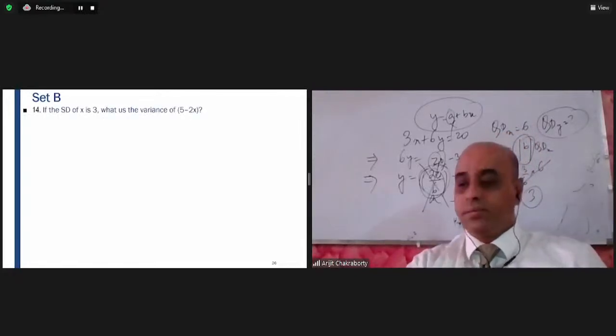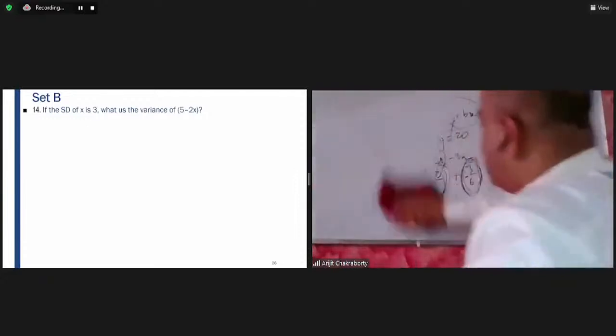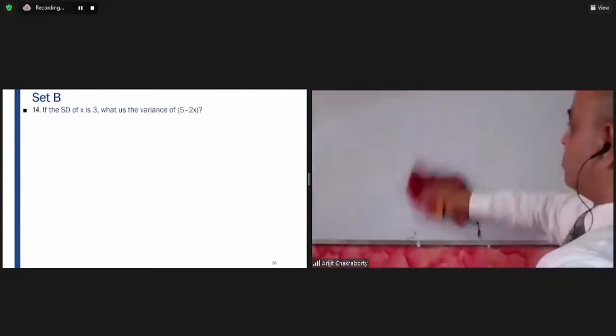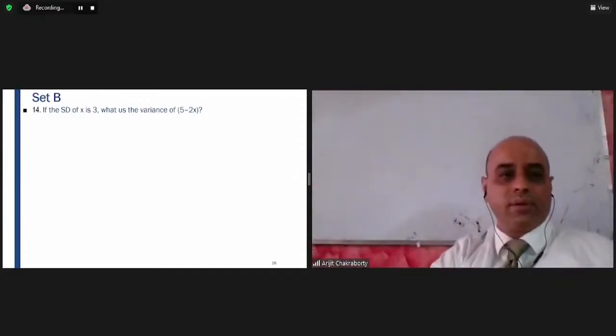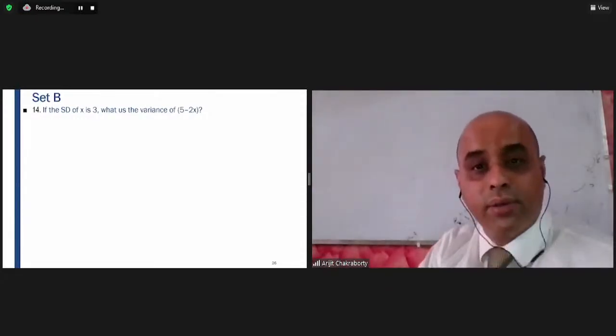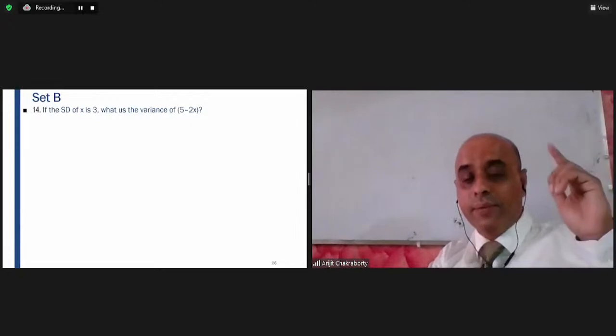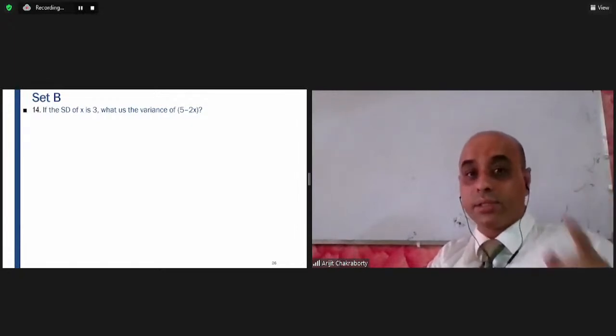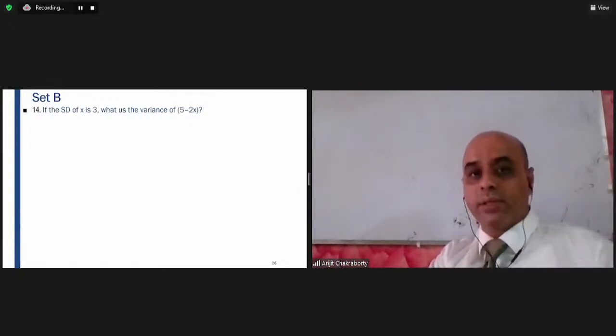Set B. Now we will try to quickly work it out, and I request all of you who are following this session to work it out with me. If the SD of x is 3, what is the variance of 5 minus 2x? Be very careful. They are asking you to find the variance, not the SD. So you have to get the square.